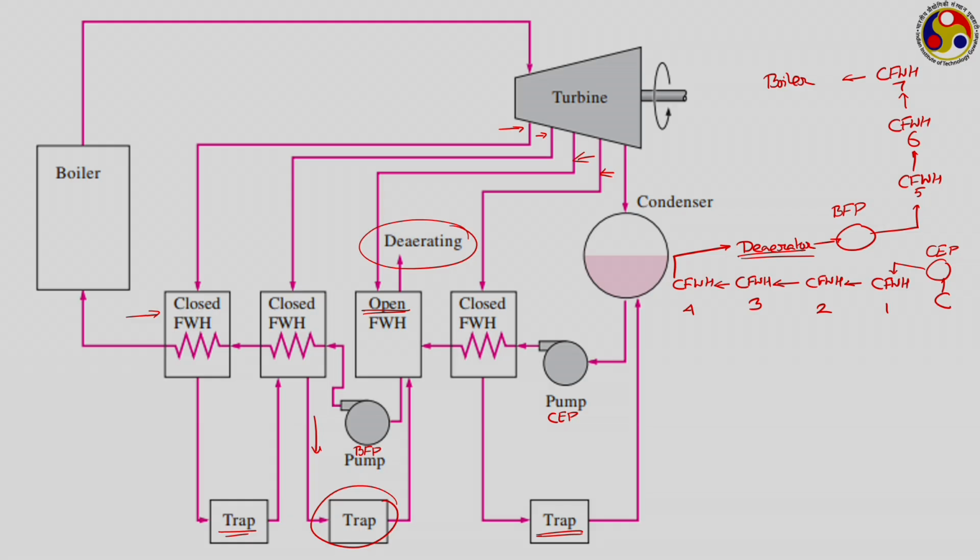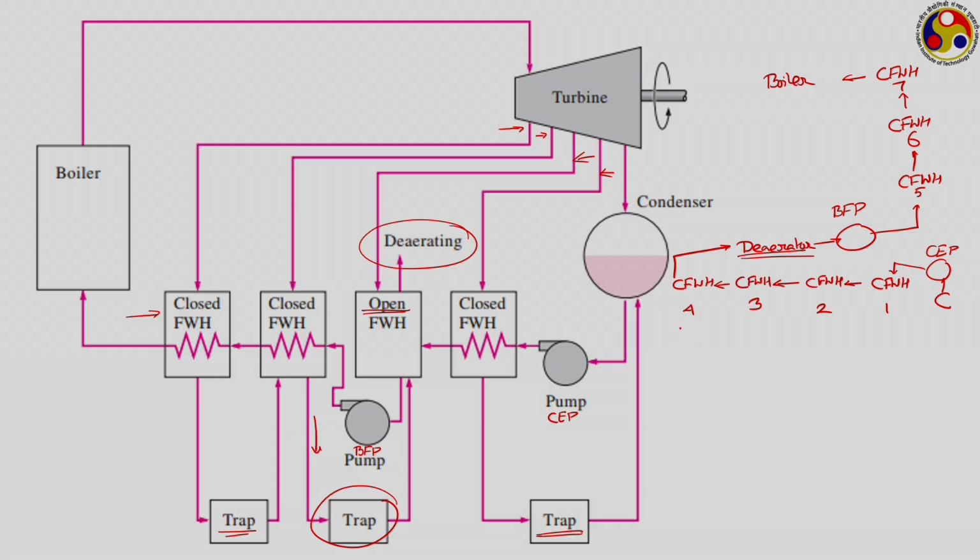Now, the de-aerator and the first 4 stages of the closed feed water heating are operating at the intermediate pressure level or the de-aerator pressure level, and the final 3 closed feed water heaters plus the boiler are operating at the boiler pressure level. For each of these feed water heaters, the condensate formed from the bled steam is fed back to the lower one through a trap.